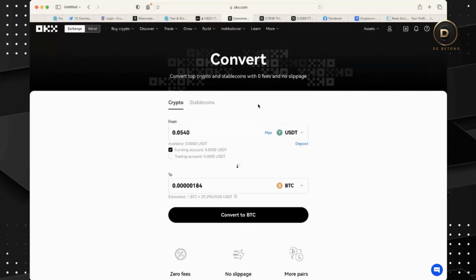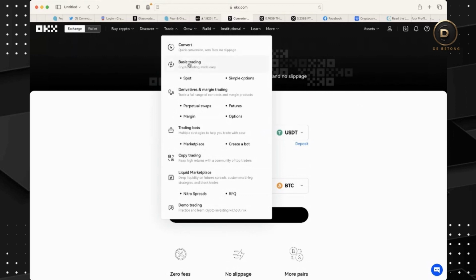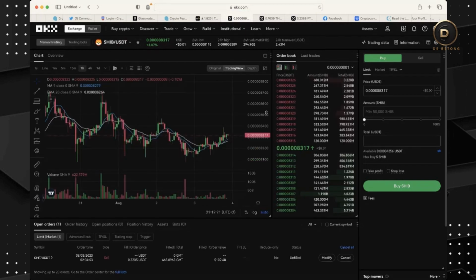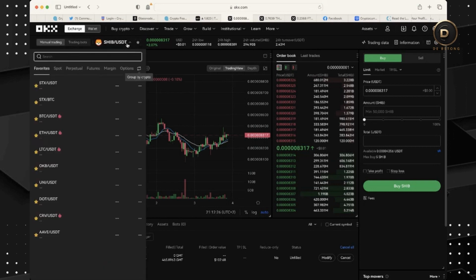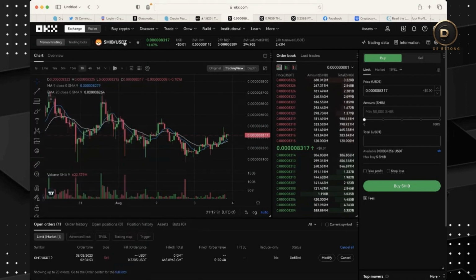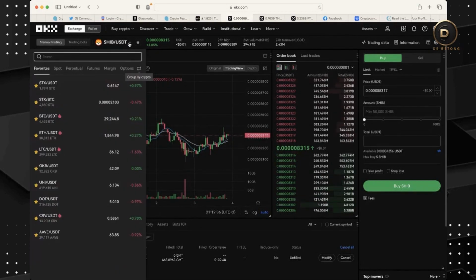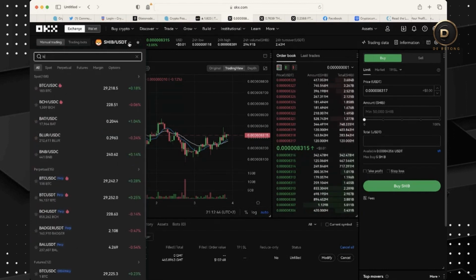And the next one is basic trading, right? This is just you buying and selling cryptocurrency. We have spot trading. For example, you can see here, Shiba Inu slash USDT. This is the Shiba Inu slash USDT pair. So when you click on it, you can then type the coin you want to trade. Let's say, for example, you want to buy BTC. You can click buy BTC, and you see it will appear here.